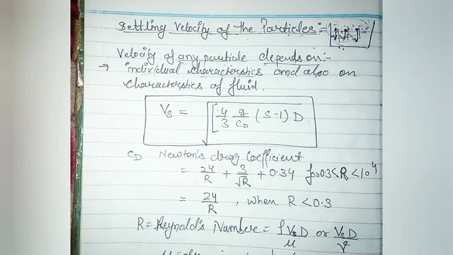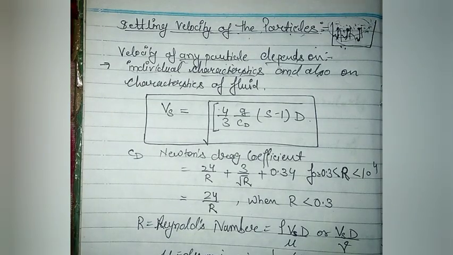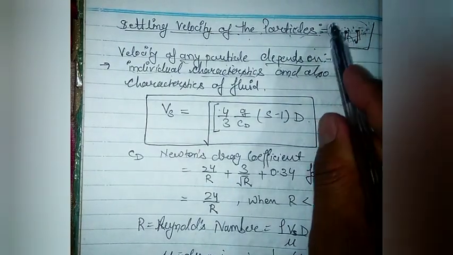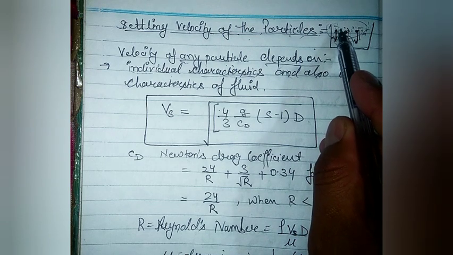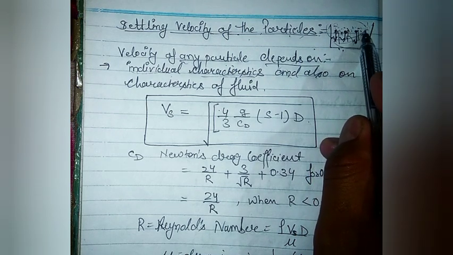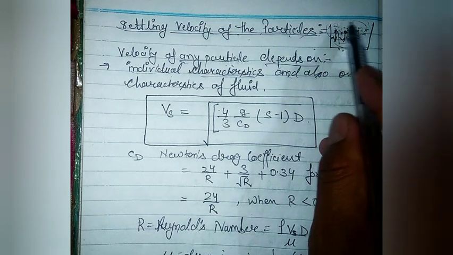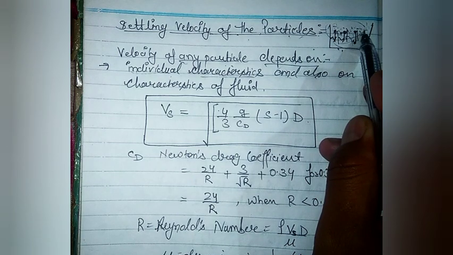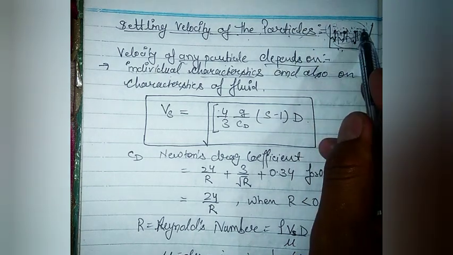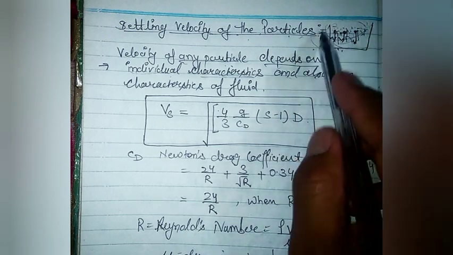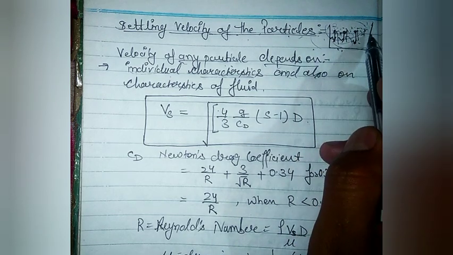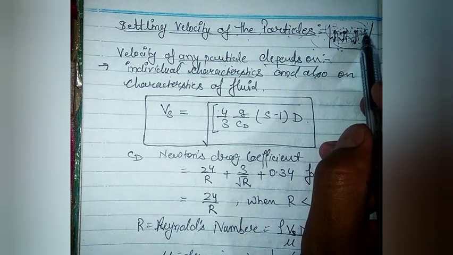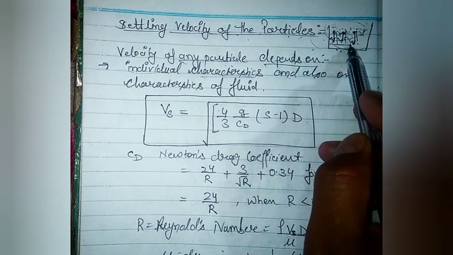So the next thing we are going to discuss here is the settling velocity of the particles. What is the settling velocity of the particles? The particles which are present in your wastewater have different settling velocities. These velocities depend upon the individual characteristics of the particles and also on the characteristics of the fluid. As sewage consists of mostly, 99%, water, the characteristic of the fluid also plays a very important role in settling velocity.